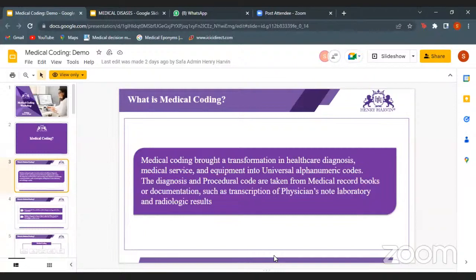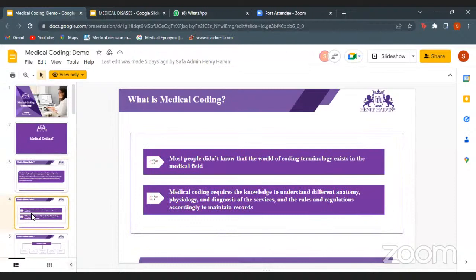The diagnosis and the procedural codes are taken from medical record books or documentation, such as transcription or physician's note or lab and radiological result. So whatever the doctor writes, the documentation of the doctor, it goes back into the medical coding department, and there they read the report, and depending upon whatever the diagnosis is and whatever the treatment the doctor has told, they will give a number to that particular medical report. And those numbers are then forwarded to the insurance company.